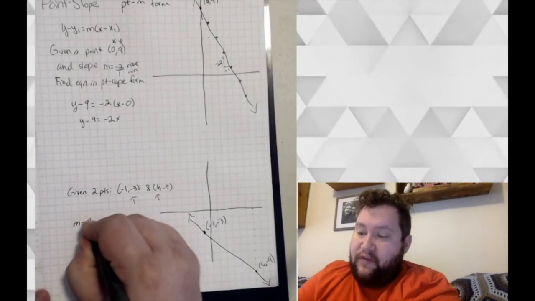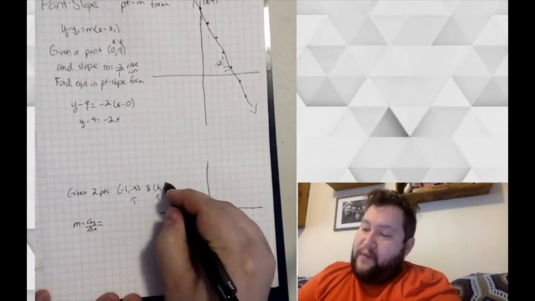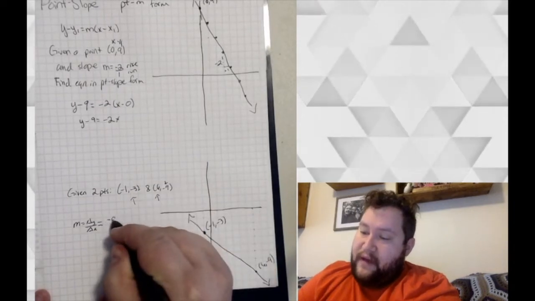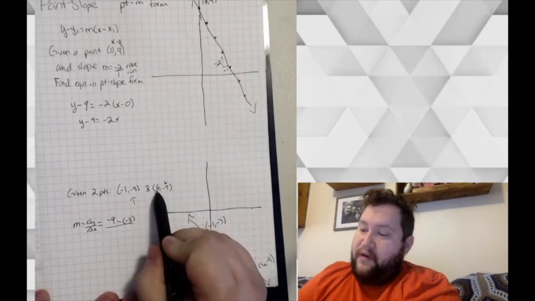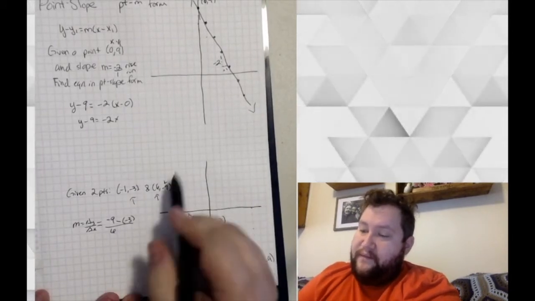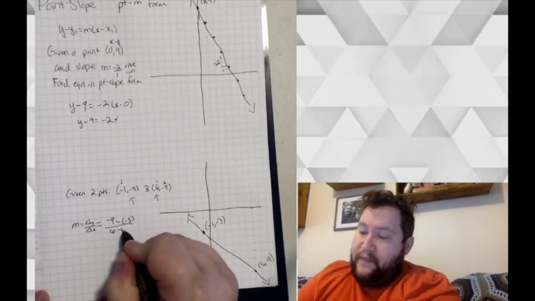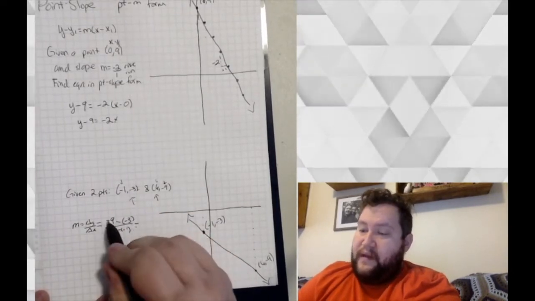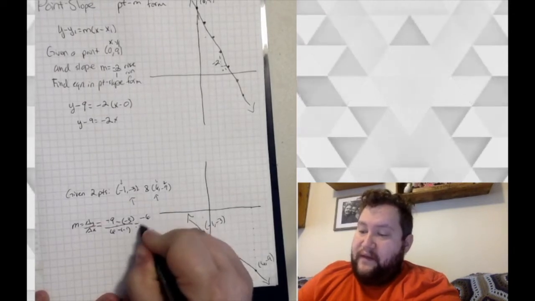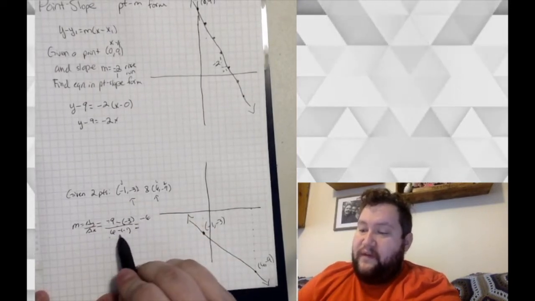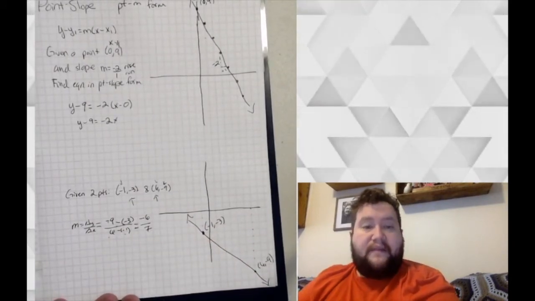m is change in y over change in x. So y2, negative 9 minus negative 3 over 6 minus negative 1. Negative 9 minus a negative is plus 3. Negative 6 over 6 plus 1 is 7. Our slope is negative 6/7.